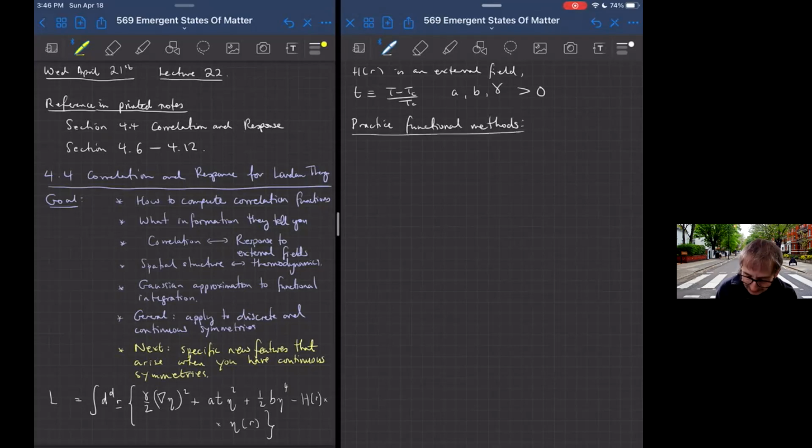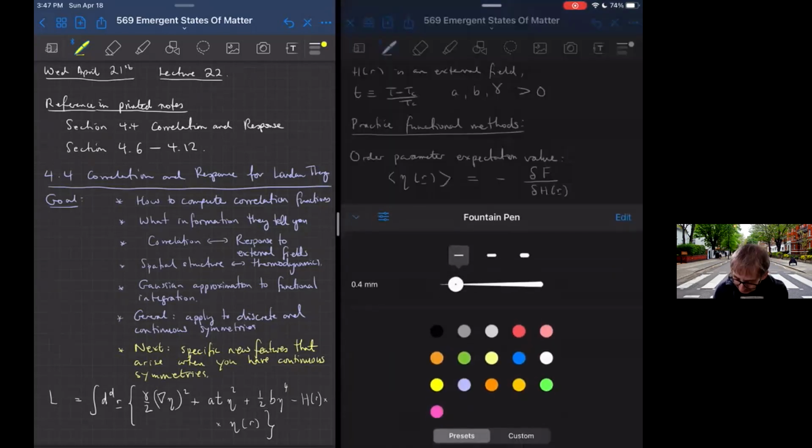So let's first of all explain that if I were to compute the order parameter expectation value, then I can write that in the following form. So the expectation of eta of r, I claim that this is equal to the functional derivative of the free energy with respect to the external field, like so. And I'll show you in a minute why that's so.